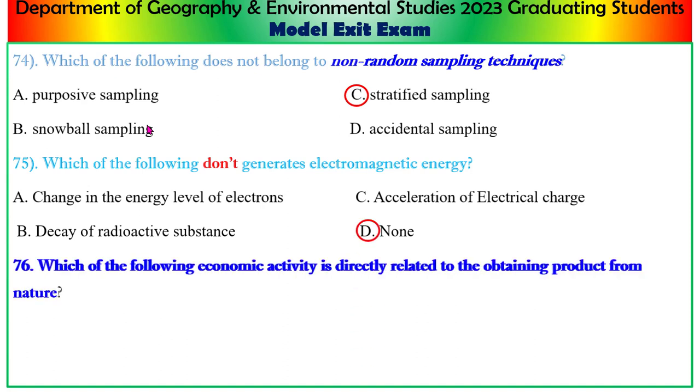Question 76: Which of the following economic activity is directly related to obtaining production from nature?